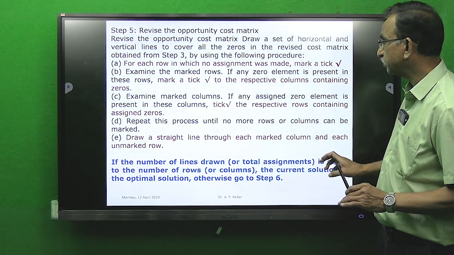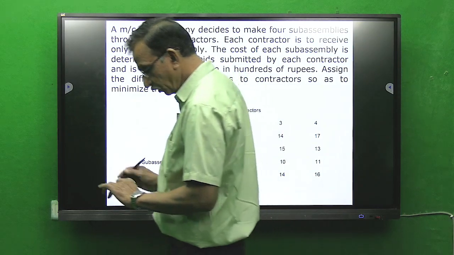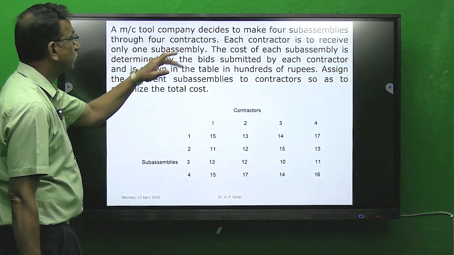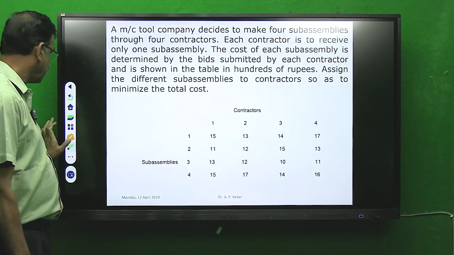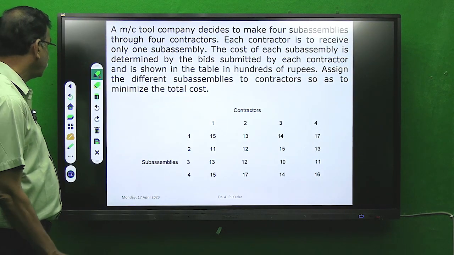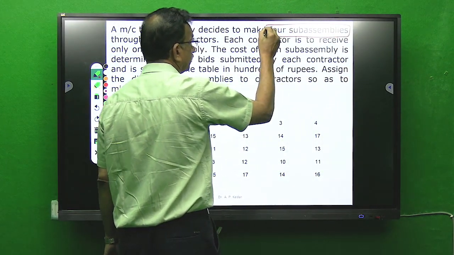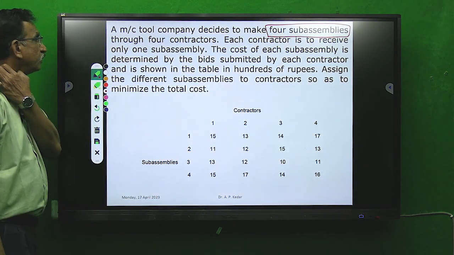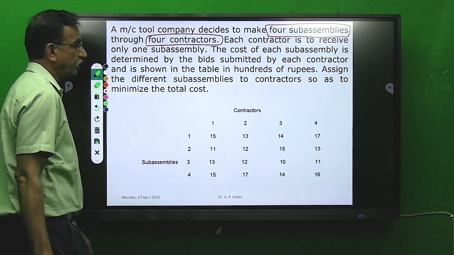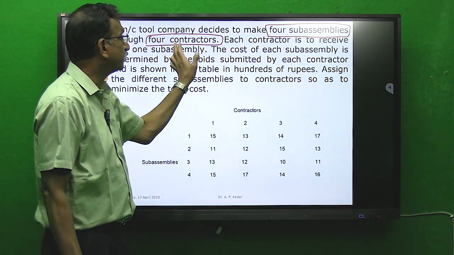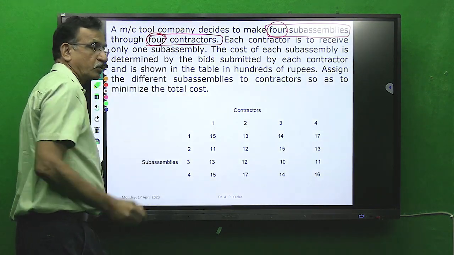Now let's move on with a very basic problem. See here, now we'll start with the problem. A machine tool company decides to make four sub-assemblies through 4 contractors, meaning pairs of sub-assembly and contractor. How many sub-assemblies? 4 sub-assemblies. And how many contractors? 4 contractors.